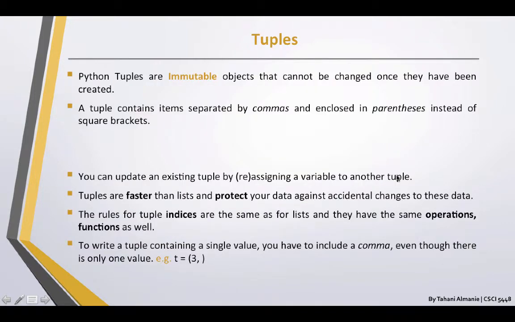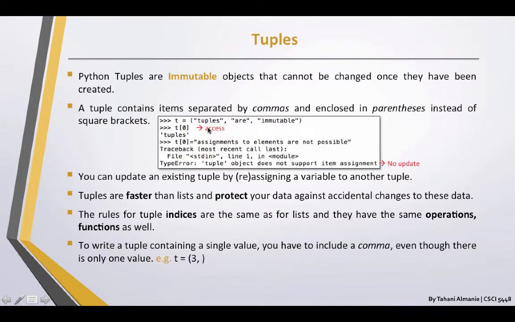Tuples in Python are immutable objects. So once a tuple has been created, you can't add or delete elements from it. So you can say tuple is like a read-only list. The elements in tuples are separated by commas like lists, but enclosed in parentheses instead of square brackets.